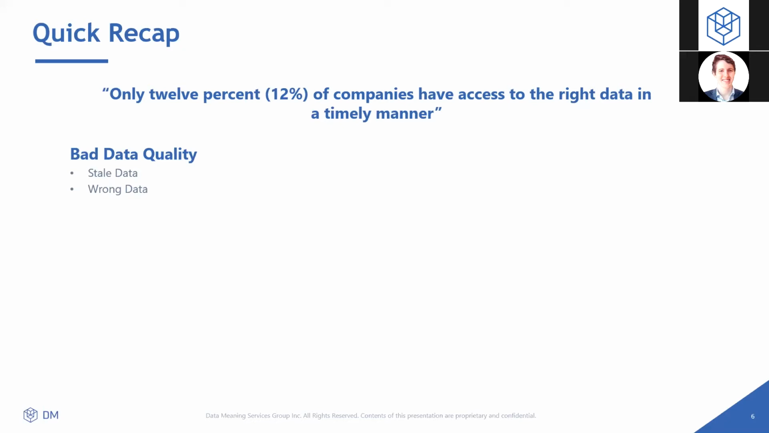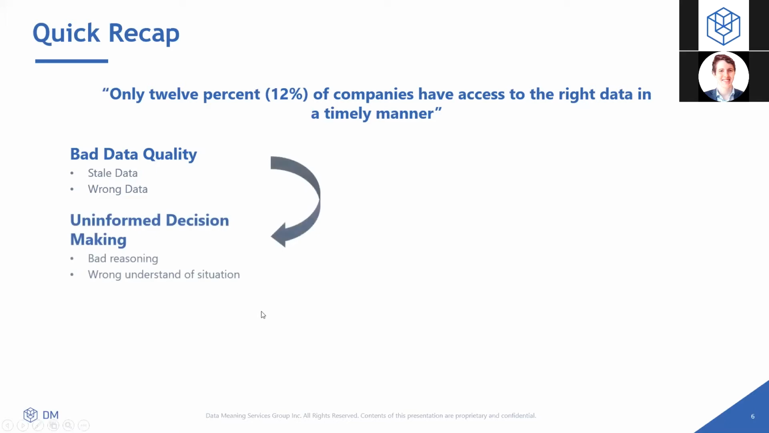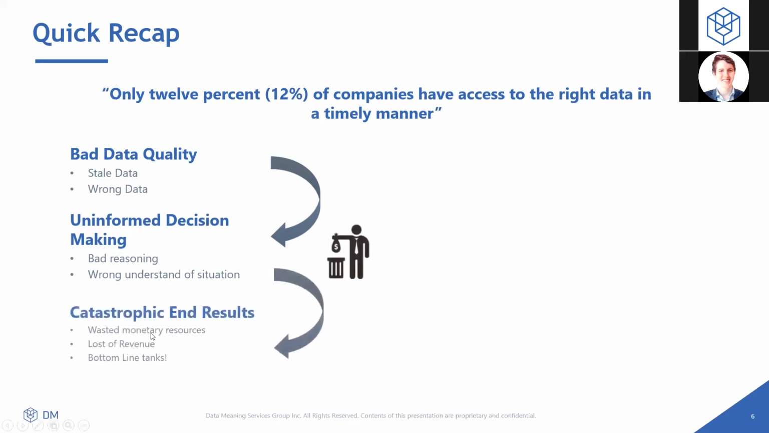So at the end of the day, if your FP&A department is not manipulating the correct data, what can happen? Uninformed decision making, right? We're talking about bad reasoning and a wrong understanding of the situation that you are analyzing as of that date. That means that bad data quality leads to the wrong decisions being taken. If you're looking at the wrong data, or at least old data, the decisions you are taking are not going to be the correct ones. So it leads to bad end results at the end of the day. You're going to be wasting what?